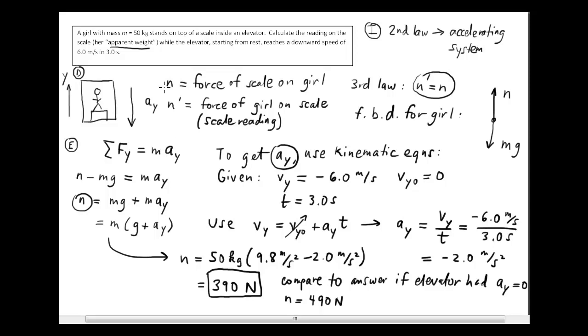So you can have both situations happening on a single elevator trip. But for this problem, the acceleration was downward, which meant that the apparent weight was less than the person's actual weight. I hope this helps you attack elevator problems like this. There's not too much more that we can do here. The assess step would simply be perhaps to look at the units, kilogram meter per second squared, the units check out, because that's what newtons are, and we expect that because we're solving for a force.